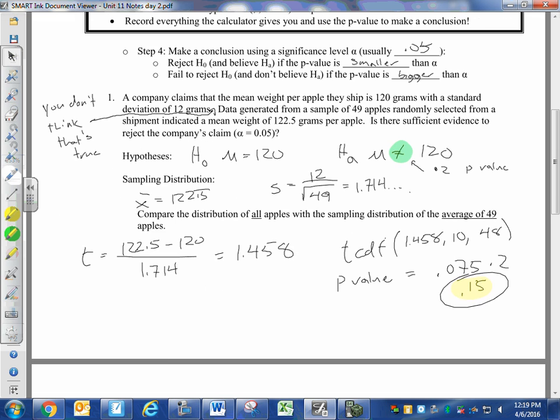Okay, we compare that p-value to my significance level. This is greater than my significance level of 0.05. What does that tell us? Should I reject this claim that our mean apple weight is 120 grams, or should I not reject it? I'm not going to reject is exactly correct. This is not far enough away from this on a standard deviation basis for me to reject this claim. Do not reject.